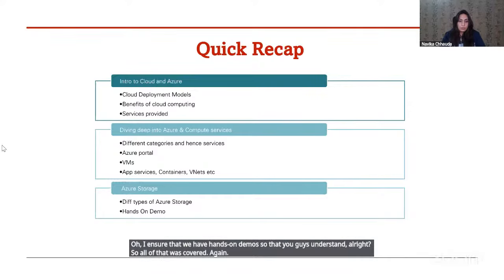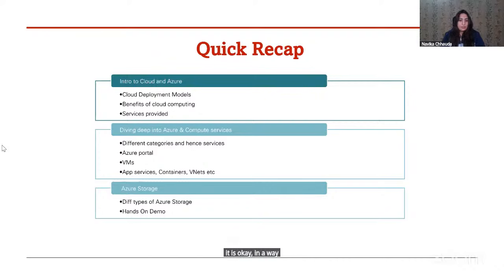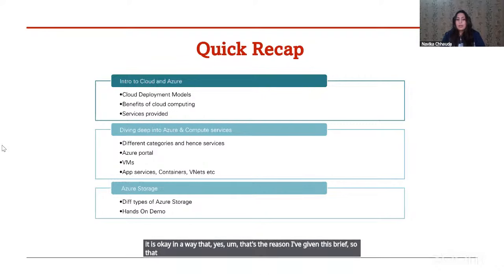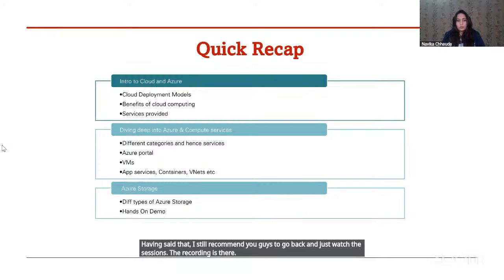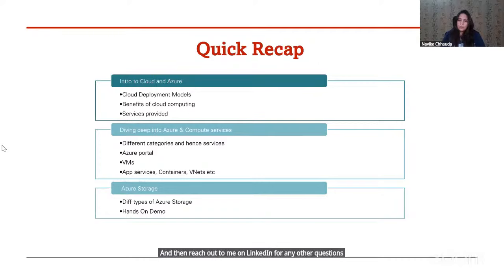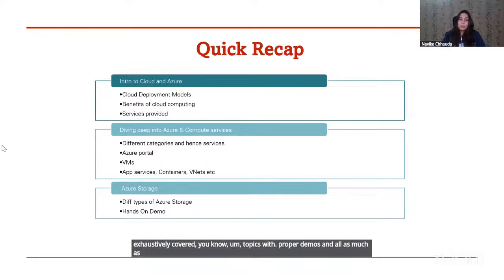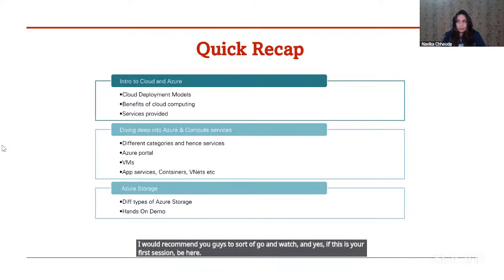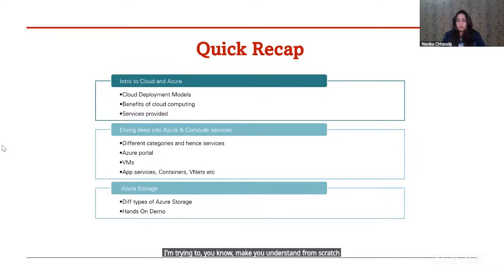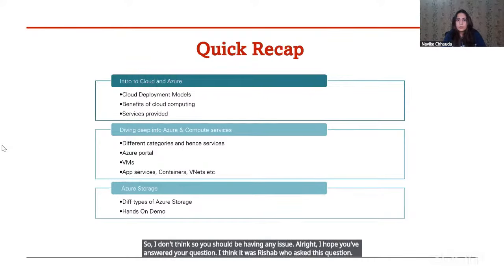Again, I saw someone's question on the chat that I'm attending this session for the first time, is it okay? It is okay, and that's the reason I've given this brief so that you're not too new to it. Having said that, I'll still recommend you guys to go back and watch the sessions. The recording is there, and reach out to me on LinkedIn for any other questions, right? So I recommend you to please watch it. We have exhaustively covered topics with proper demos as much as possible. And yes, if this is your first session, be here. I'm trying to make you understand from scratch. So I don't think you should have any issue. All right. I hope that answered your question. I think it was Rishabh who asked this question. All right.